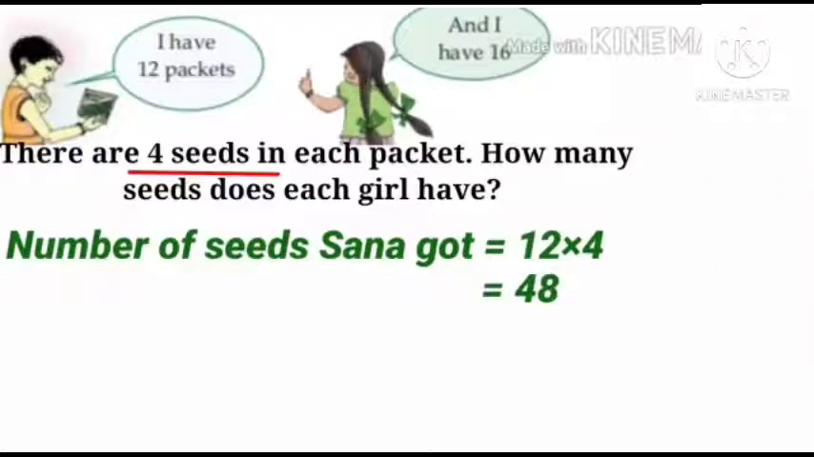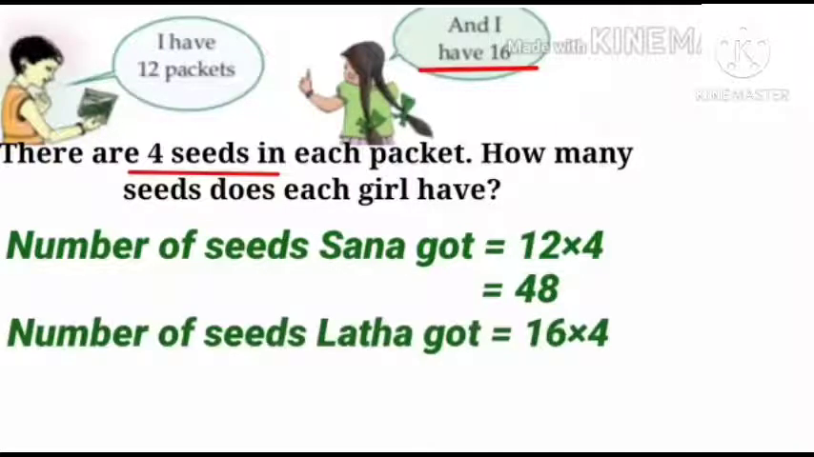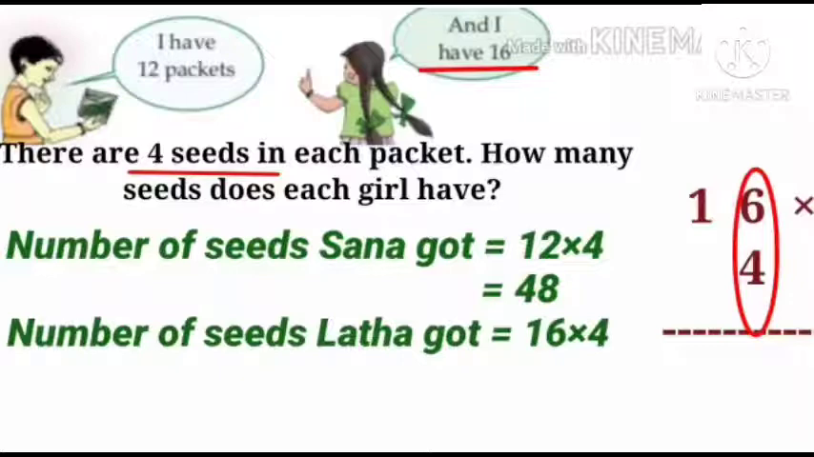How many seeds does Lada have? Children, you know, Lada has 16 packets. In each packet there are 4 seeds. So, to find total number of seeds Lada got, we have to multiply 4 by 16. That is 16 into 4. First multiply 4 with the ones place. That is 4 into 6, 24. Write 4 in the ones place and put the remaining 2 above the tens place.